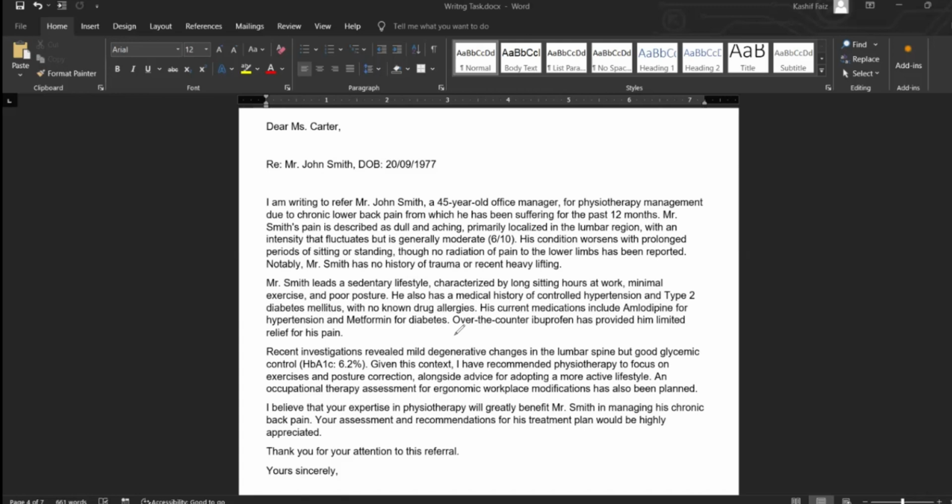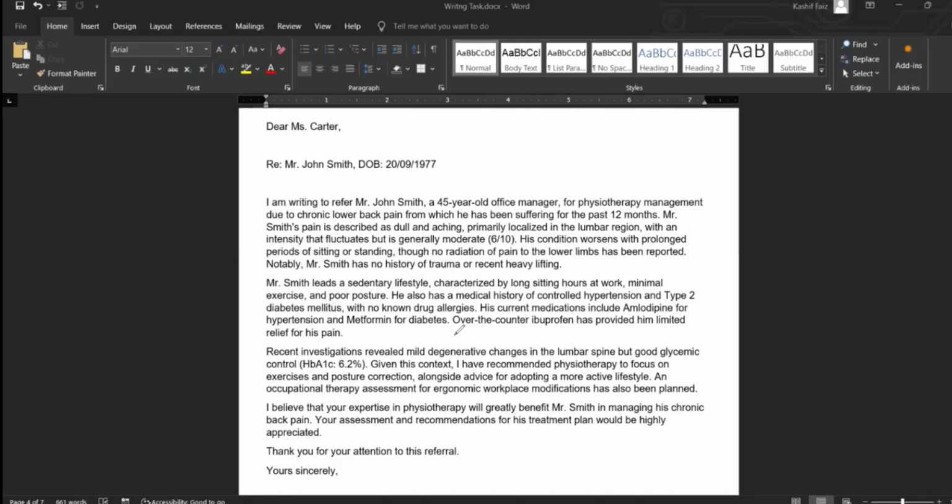Okay, every letter can be written differently. This letter can be written differently. I am sure that somebody will write it differently. So as long as you are not jumping around, you're sticking to the point, you're keeping the relevant information, and keeping it very precise and to the point, you're good to go.